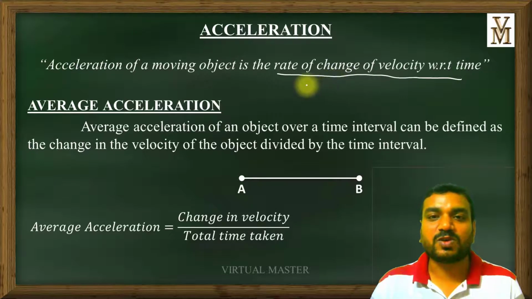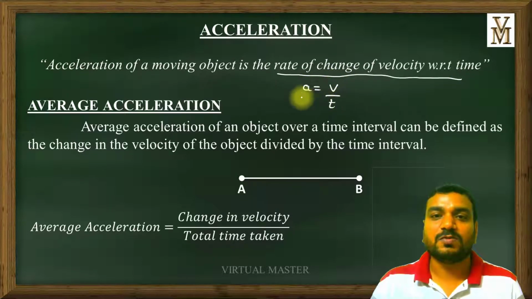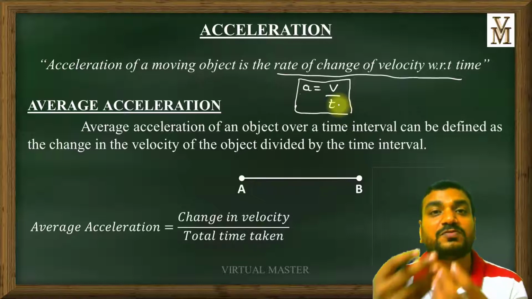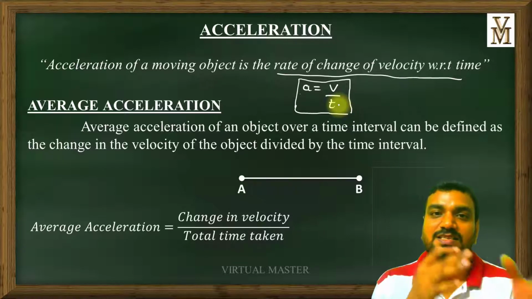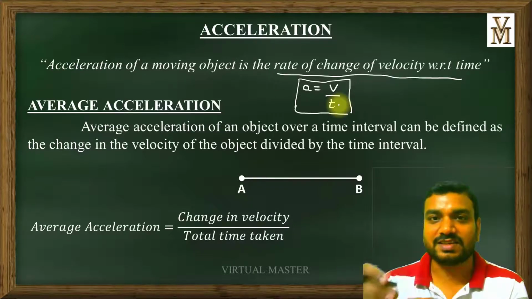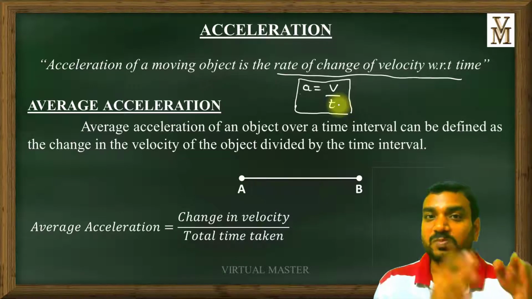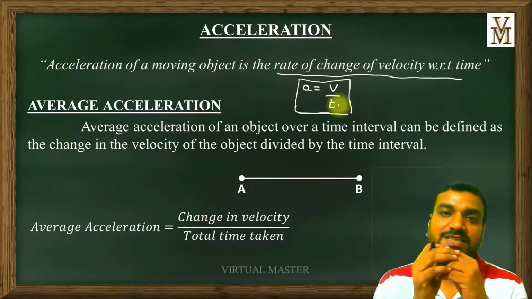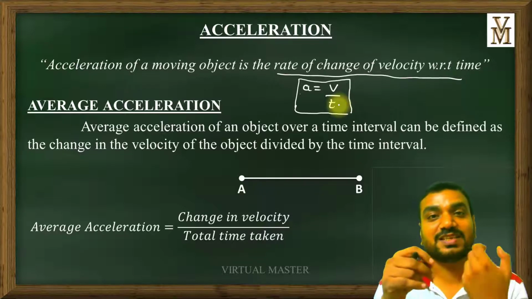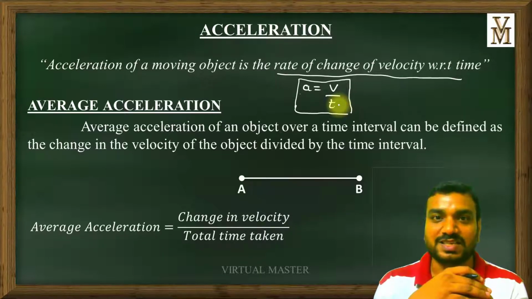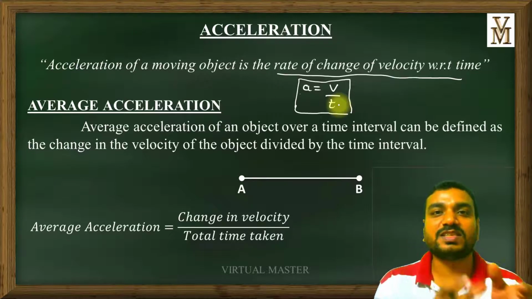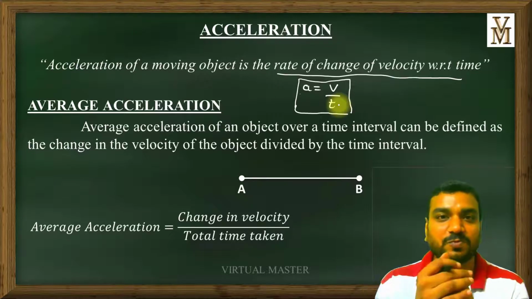So I can write the formula for acceleration as a equals v by t, where a is the acceleration of the object, v is the velocity of the object, and t is the time taken by the object. Now there are different types of acceleration such as average acceleration and instantaneous acceleration, positive acceleration and negative acceleration, uniform acceleration and non-uniform acceleration. Let us discuss all these types of acceleration one by one.